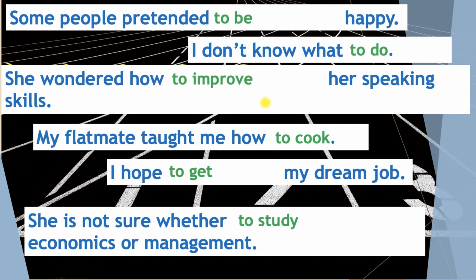So to recap, we always leave out that here and insert to verb 1, okay? Pretended that, pretended to be, okay? I hope that, I hope to get. However, we always keep WH words like what or how, and plus we also keep whether, and we don't use if. This is the end of the lesson right now.